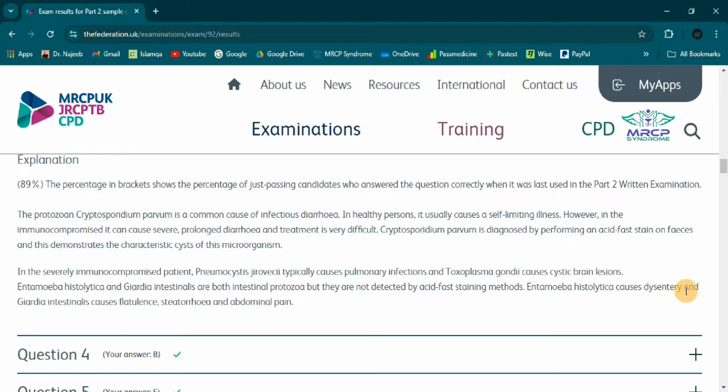Entamoeba histolytica causes dysentery. Giardia intestinalis causes flatulence, steatorrhea, abdominal pain. So both Entamoeba histolytica and Giardia intestinalis will have a long incubation period greater than 7 days. Both of them are commonly found in the Indian subcontinent, and both of them are treated with the same drug. You can either go for 7 days course of metronidazole or 7 days course of tinidazole. In case of Entamoeba histolytica, patient will have bloody diarrhea. In case of Giardia intestinalis, patient will have non-bloody diarrhea with features of malabsorption.